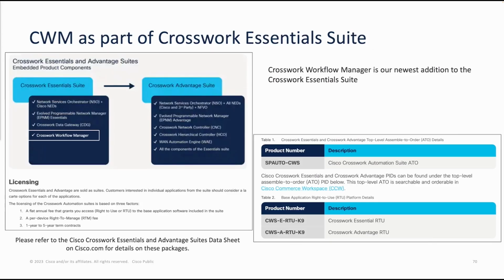And to give you an example of the licensing itself, within the automation suite, we have a number of products within Crosswork. They're entitled under the high-level product ID there, and there's RTUs for the Essentials package and the Advantage package, and we are part of the Essentials, so it's the least expensive of the tiers.